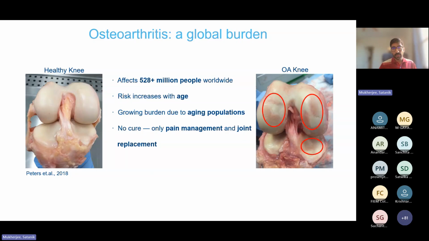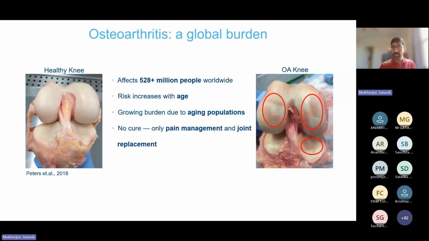And the problem with osteoarthritis is that there is no cure. Neither are there any disease-modifying drugs. So there is only pain management. So just taking medications to reduce pain for patients, or, as you will be aware of, doing joint replacement surgeries for these patients with knee osteoarthritis.